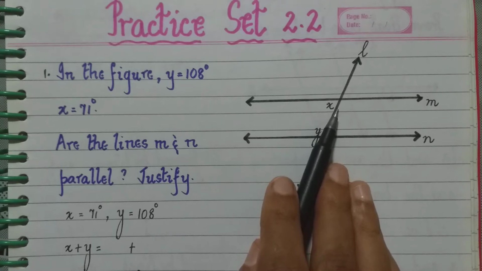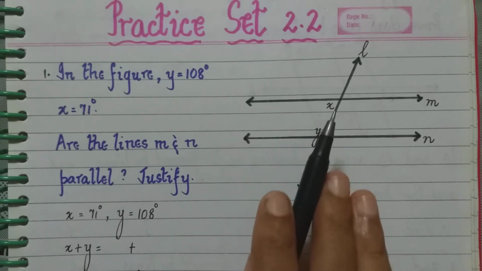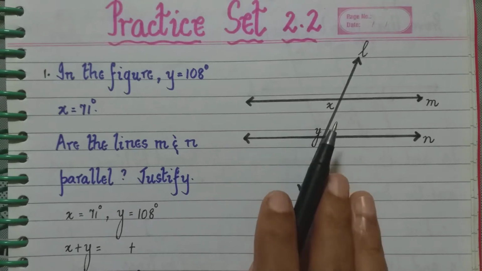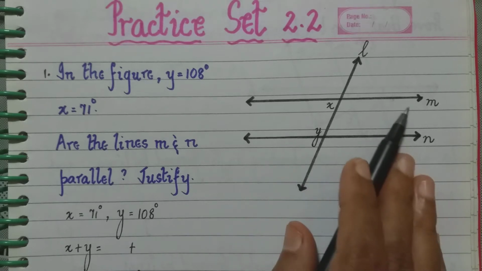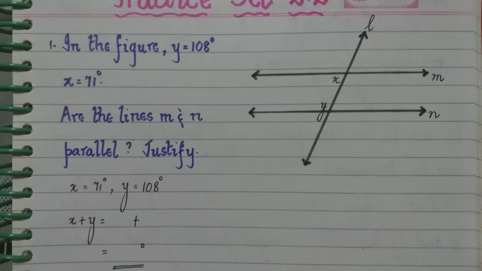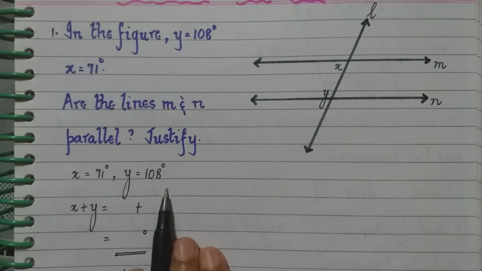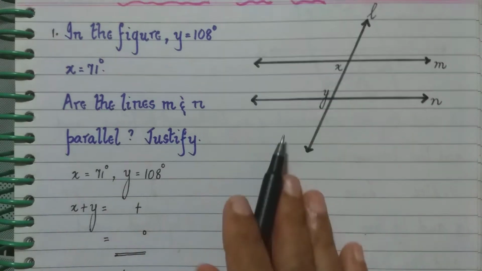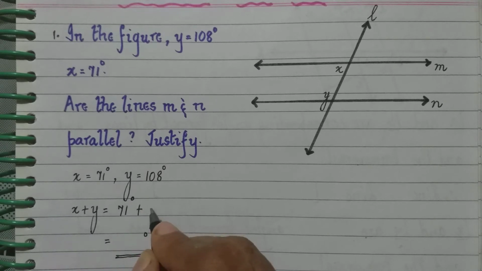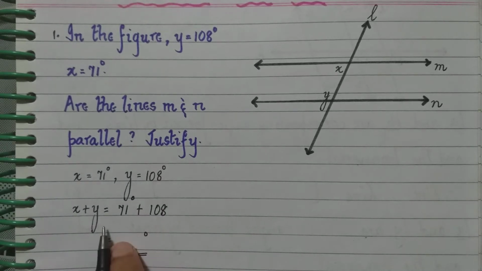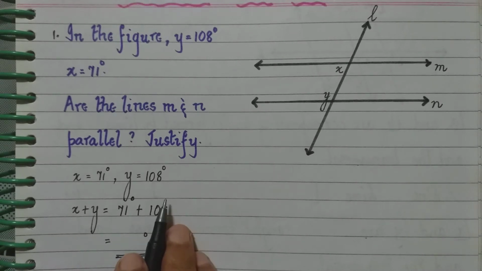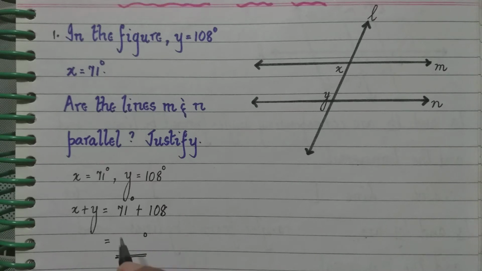What do we know about the interior angles? We said that if the interior angles on the same side of the transversal are supplementary, then the lines are parallel. Which are the lines under consideration? Line M and line N. So here x is given as 71 degrees, y is 108 degrees. To find out whether they are supplementary, I have to add them. So I add 71 degrees plus 108 degrees. 100 plus 71 will be 171, plus this 8 will be 179 degrees.